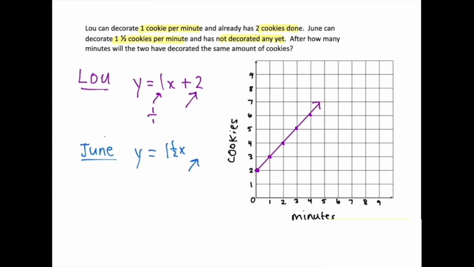June does not have a y-intercept, so we can start at 0. June's slope is 1.5. We need to make that an improper fraction before we graph it. June's slope is 3 over 2. So we're going to go up 3 and over 2. Up 3 and over 2. We can connect the points, and now we have June's line.